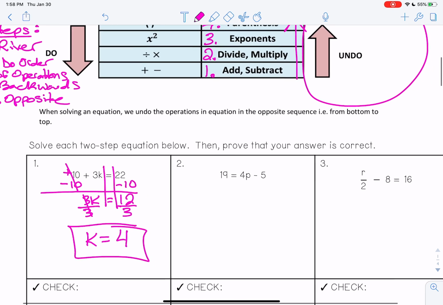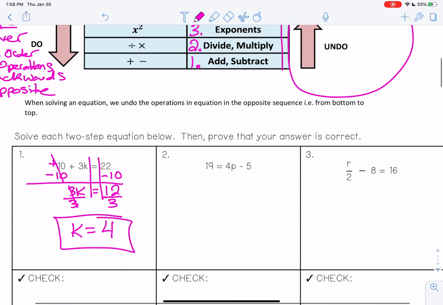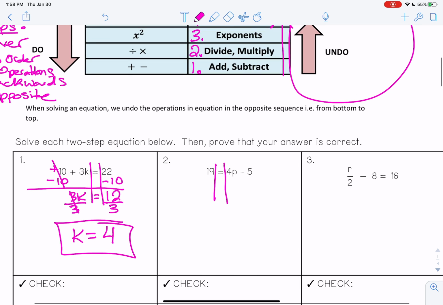All right, so let's move on to number 2. So step number 1, draw the river. Step 2, order of operations backwards. Now you'll notice in this example that our variable p is on the right-hand side, and we've been used to doing it on the left-hand side, but this is what you need to remember. If you have x or p, whatever your variable is, if you had something like x equals 2, that's the same thing as saying 2 equals x. It's the same exact thing. So it doesn't matter which side it's on. You still do the same.